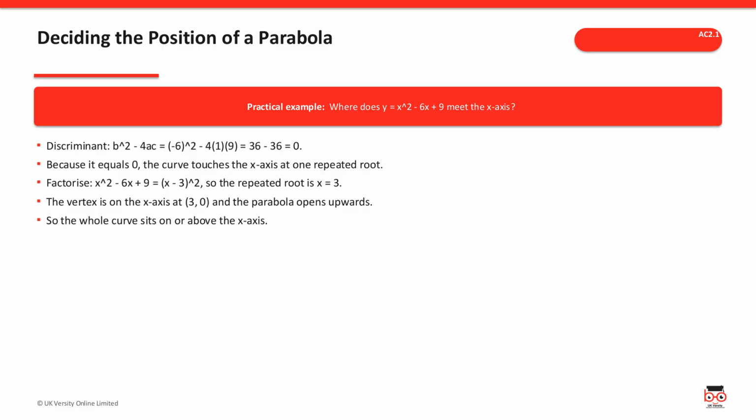The discriminant is minus 6, all squared, minus 4 times 1 times 9, which is 36 minus 36, exactly 0. A 0 discriminant means the curve touches the axis at a single repeated root, and factorizing to x minus 3, all squared, puts that point at x equals 3. So the vertex sits right on the axis at 3, 0, and the whole curve rests on or above the x-axis.